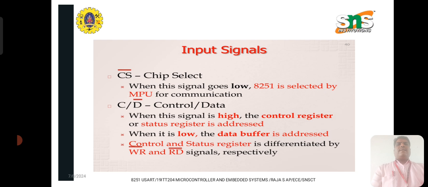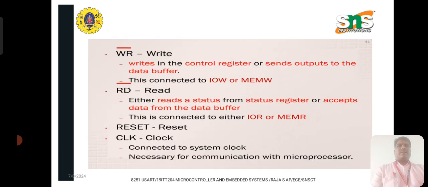CS bar is indicated in a red line, which means chip select, active low. Whenever chip select is active, 8251 is selected by the MPU for communication. C bar D bar means control/data. Whenever this control data pin signal is high, the control register or status register is addressed. When this C bar D bar pin is low, the data buffer is addressed. Control and status registers are differentiated by the WR bar and RD bar signals respectively. Control means we do the write operation. Data means we do the read operation.